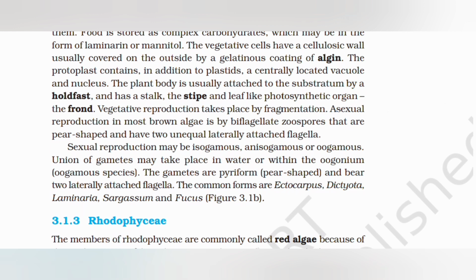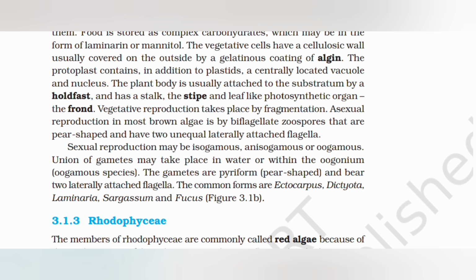Food is stored as complex carbohydrates, which may be in the form of laminarin or mannitol. The vegetative cells have a cellulosic wall usually covered on the outside by a gelatinous coating of algin. The protoplast contains, in addition to plastids, a centrally located vacuole and nucleus. The plant body is usually attached to the substratum by a holdfast, and has a stipe and frond, the leaf-like photosynthetic organ. Vegetative reproduction takes place by fragmentation.